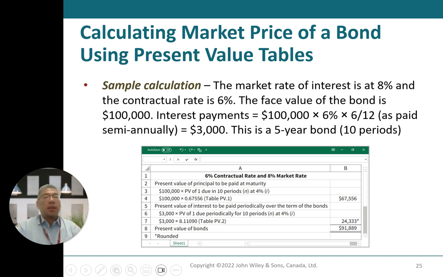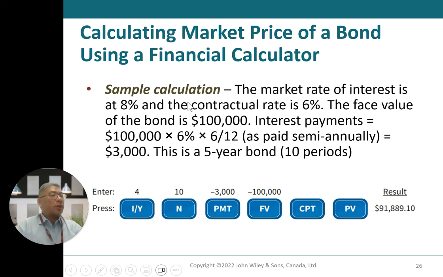So you got 91,889. Now, if you're using a financial calculator, you're going to do the same thing. You're going to put in 4 for I/Y, 10 for N, minus 3,000 PMT, minus 100,000 future value, and compute present value. You got 91,889.10. See, that's the key part. That's the beauty of this. It's faster. That's what I like about the financial calculator. It's faster. It gets you the result right away.